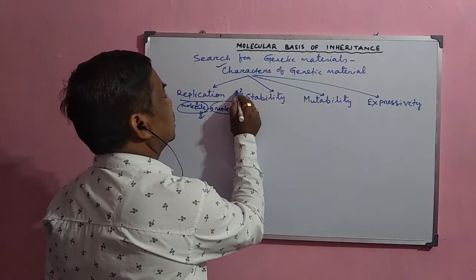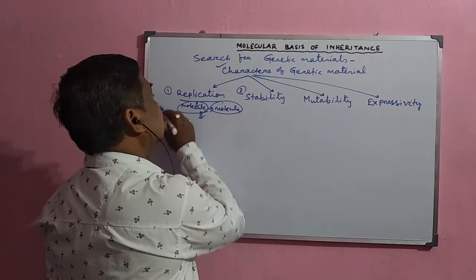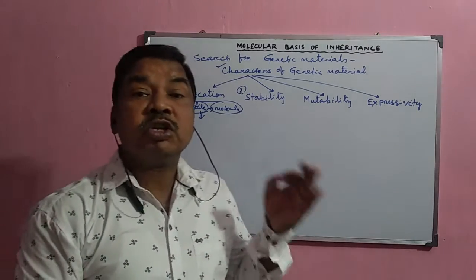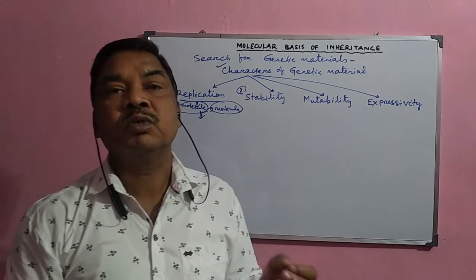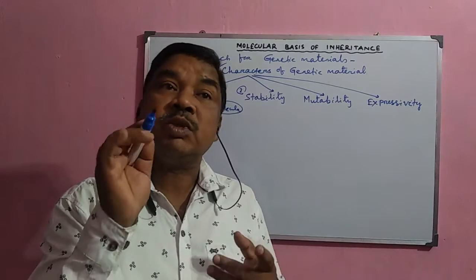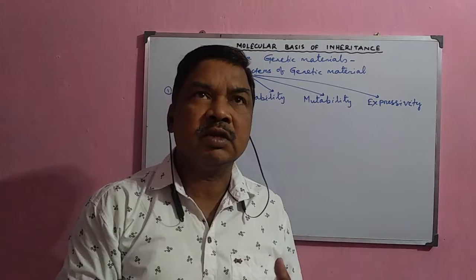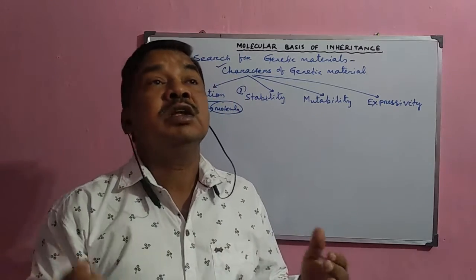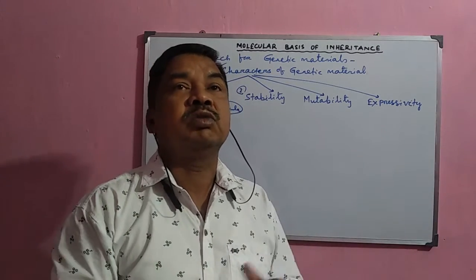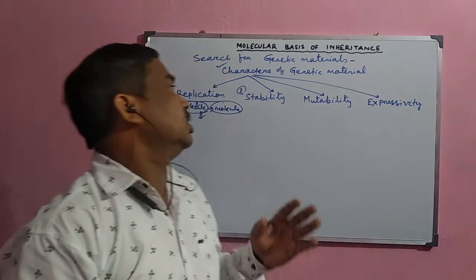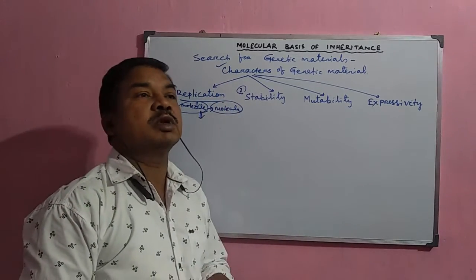Now the next important character, that is the stability. The molecule must be stable generation after generation, so that the character must be stable. Otherwise, there will be variation, change in the character in the next generation, and in the next generation, the variations will be much more. So it may create a problem. So that is why the molecule must be stable generation after generation.